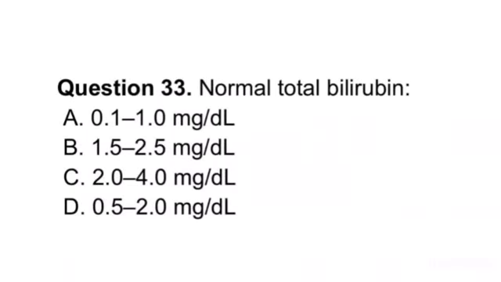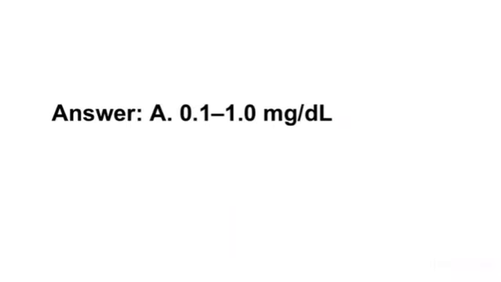Question 33. Normal total bilirubin. A, 0.1 to 1.0 milligrams per deciliter. B, 1.5 to 2.5 milligrams per deciliter. C, 2.0 to 4.0 milligrams per deciliter. D, 0.5 to 2.0 milligrams per deciliter. Answer A, 0.1 to 1.0 milligrams per deciliter.